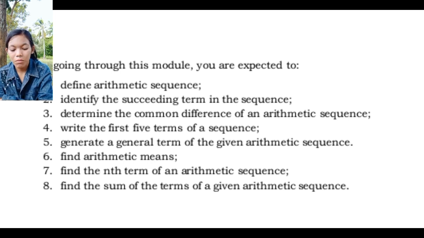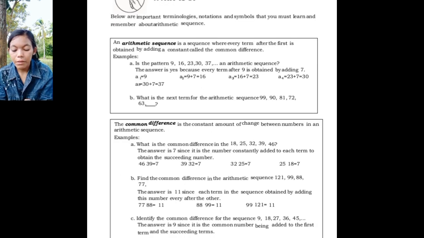So let me give you a brief definition and example of arithmetic sequence. An arithmetic sequence is a sequence where every term after the first is obtained by adding, remember the word adding, a constant called the common difference. Example, I have here 9, 16, 23, and 37. Is this an arithmetic sequence?